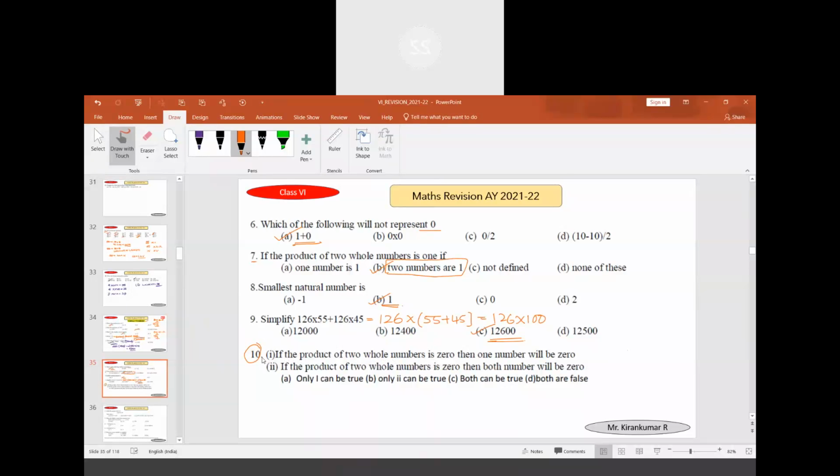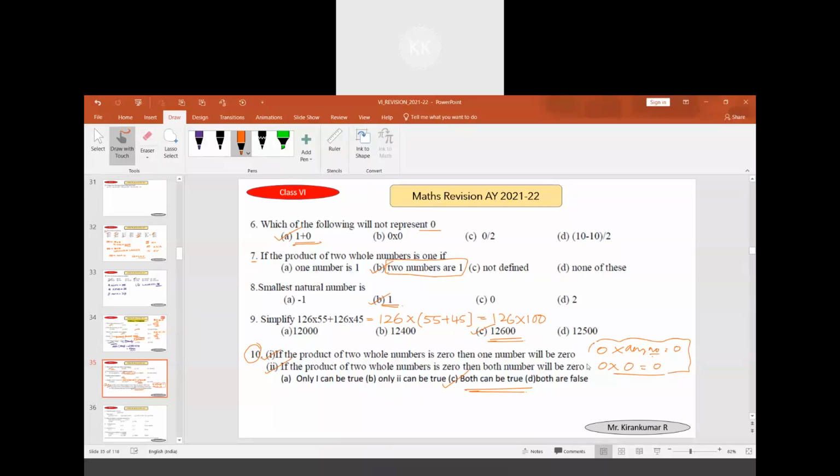Only one of them can be true if one of the numbers is 0 and the other is any number, then the product is 0. If both numbers are 0, then also it is 0. So it means that both can be true. Option C, only both can be true.